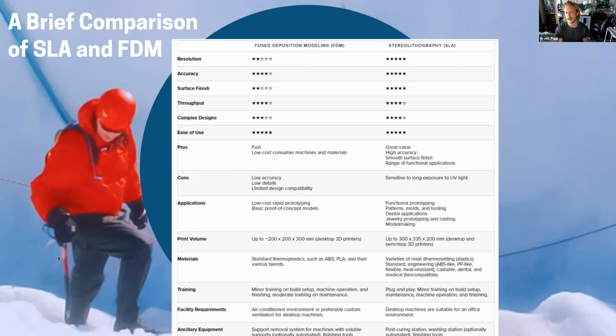Of the two, SLA is definitely more involved. Post-processing, cleanup, daily use, daily maintenance. SLA is probably more involved.